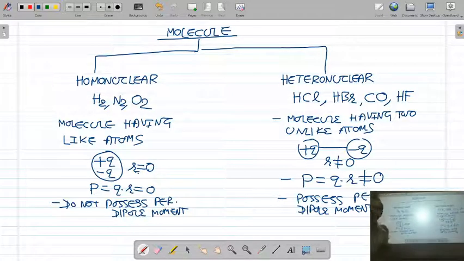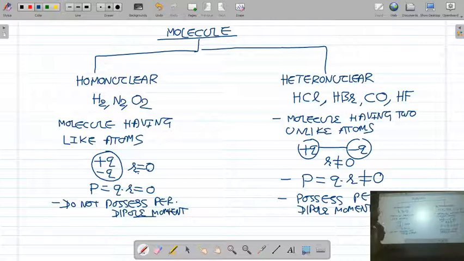So these are the two types of molecule, homonuclear and heteronuclear. I repeat once again, the molecules having two same atoms, like H2, N2, O2, are called homonuclear molecules. In a homonuclear molecule, the center of positive charge and negative charge coincide. So the dipole moment is 0.